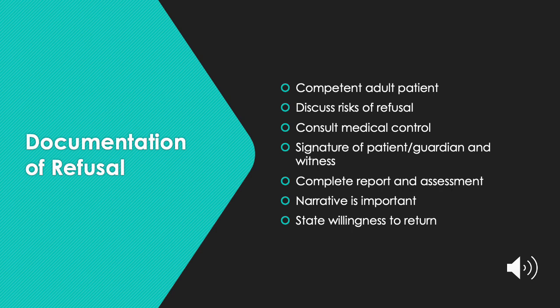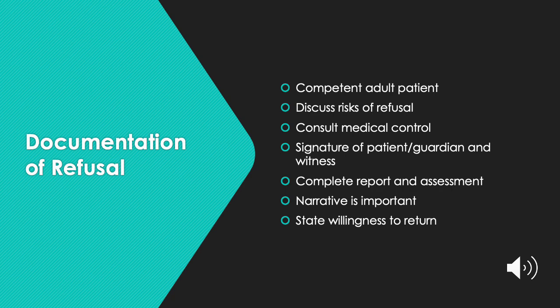Documentation of a patient's refusal can be a little bit tricky. Documentation of a refusal must be completed by a competent adult patient or the legal guardian who has the right to refuse treatment. Before the EMT leaves the scene, however, he should try again to persuade the patient to go to the hospital. Ensure the patient is able to make a rational, informed decision. The patient must be alert and oriented and coherent and be able to make those informed decisions themselves.